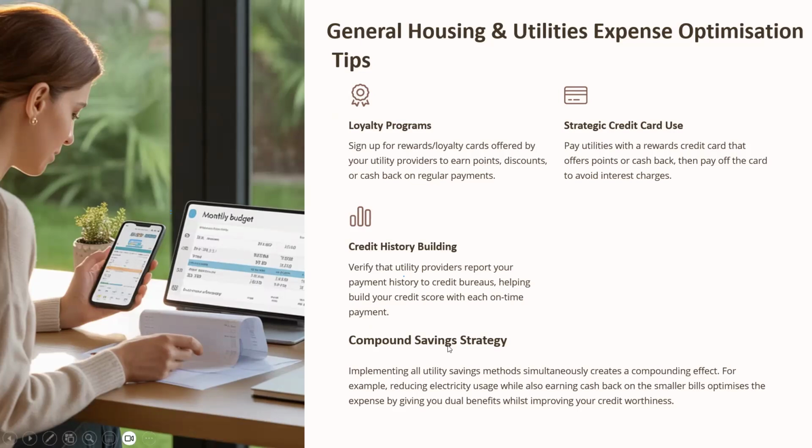Right, and that's basically summarized here. So implementing all of those utility saving methods simultaneously will create a compounding effect. For example, if you're reducing your electricity usage whilst using cashback on the smaller bills, then this will optimize the expenses by giving you the dual benefit whilst improving your credit worthiness.